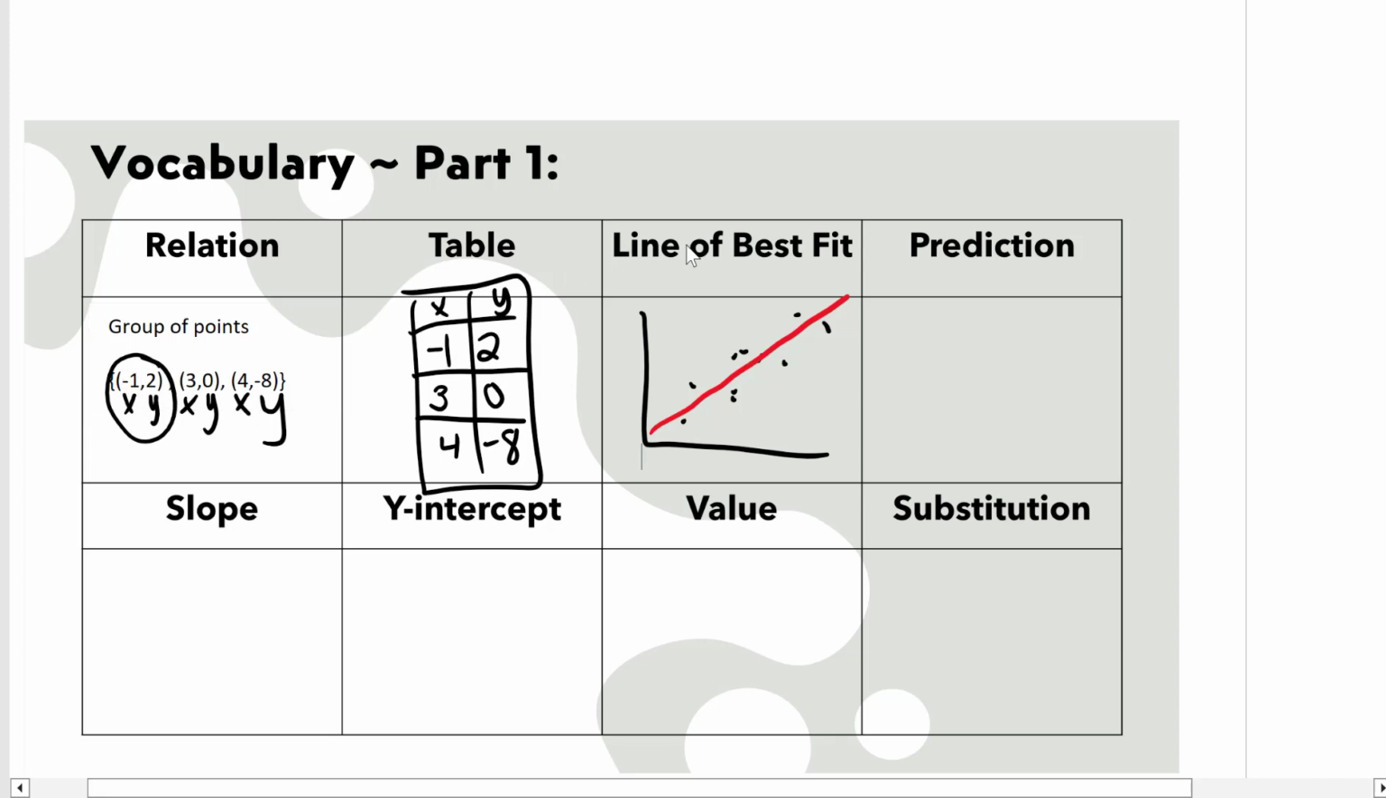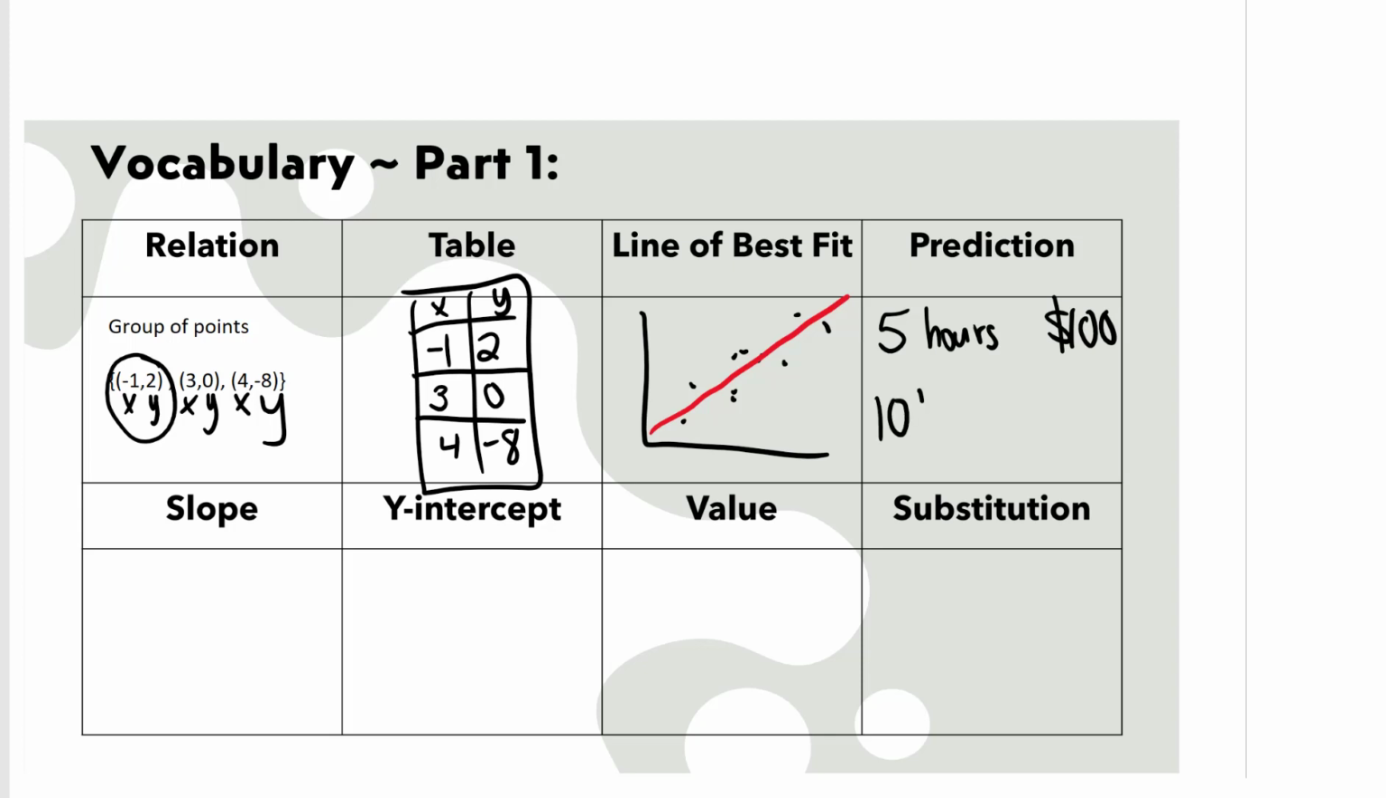Y línea de mejor ajuste es cuando tienes una gráfica con muchos puntos y necesitas dibujar una línea en el medio de los puntos. Prediction. This is where you can guess what the answer is. So predicción significa adivina. For example, if you work 5 hours and you make $100, what happens if you work 10 hours? How much money will you make? Well, 5 times 2 is 10, so 100 times 2 would be $200. If you work 10 hours, you probably will make $200.